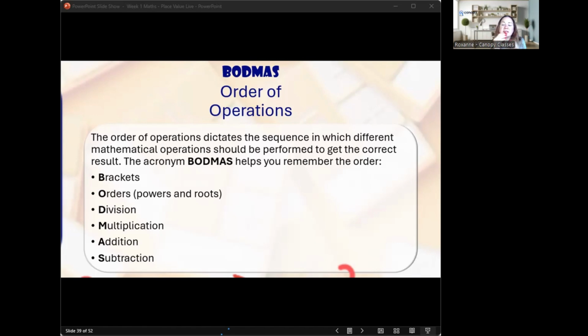And then the same thing with addition and subtraction, they are interchangeable as well. So again, left to right in your sum, you do those in the order that you come across them. Okay, so that's the little bit that some people get confused with. So D and M interchangeable, A and S interchangeable. Okay, so let's have a look at some examples.